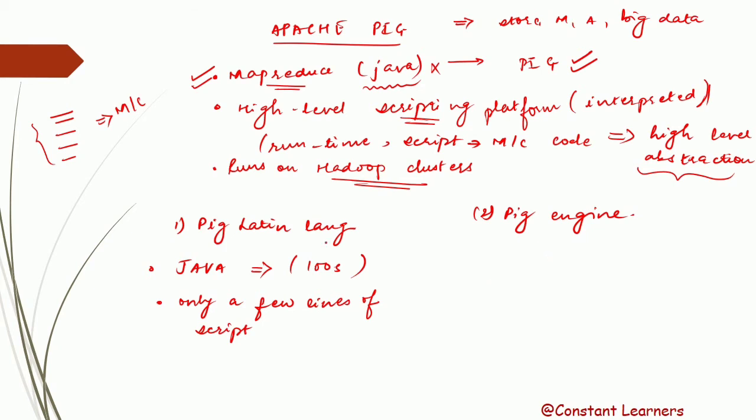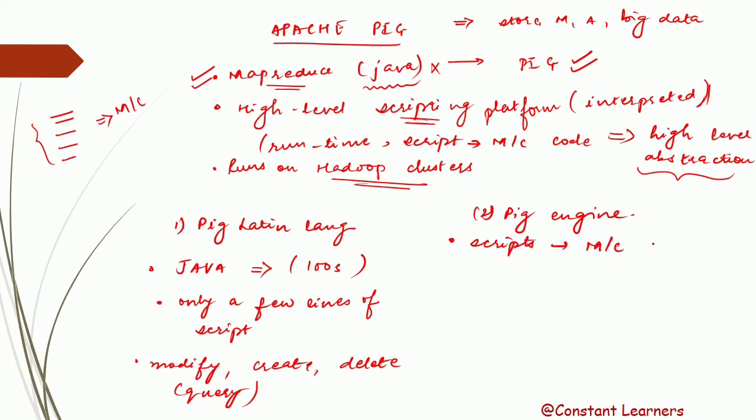So we can easily use the Pig Latin language to modify the data, create the data, delete the data, or manipulate the data. Whatever operations are being performed, we can query using the Pig Latin language in Apache Pig. Whatever operations are being performed are performed by the Pig engine. So when we write the lines of script, this Pig engine converts this code into the map and reduce functions. So this Pig engine converts the scripts to machine code.